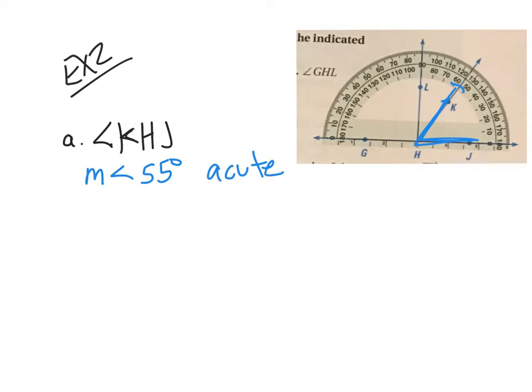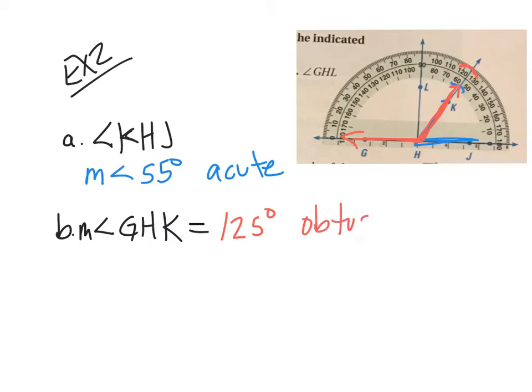All right, let's look at B. For B, we're finding the measure of GHK. So let's find GHK on here. Here's GHK. So is this less than 90 or more than 90? It's more than 90, so we're going to use the outside one. So that's halfway between 120 and 130. So the measure of GHK is 125 degrees. What kind of angle is that? Well, it's greater than 90, so this would be an obtuse angle.